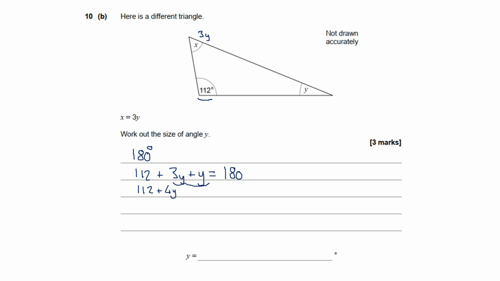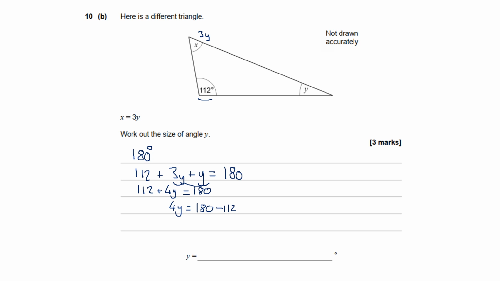Again, if you don't know how to do that, drop me a comment or send me an email, or check out some other videos and I'll talk you through that in case you've not been taught that yet. So 112 plus 4y equals 180. So that means that 4y is equal to 180 minus 112. If you don't know how to rearrange an equation, again, let me know in the comments or check out some other videos and I'll show you how to do that step by step.